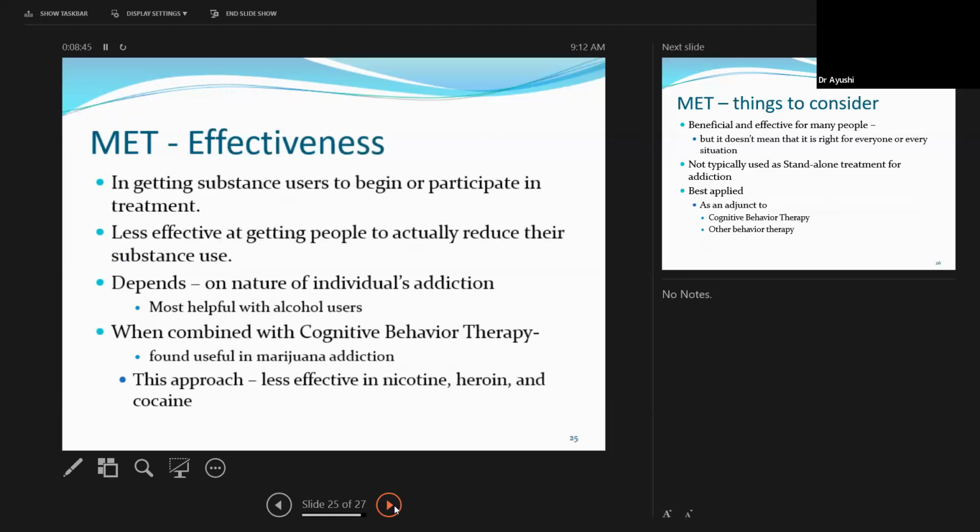MET is effective in getting substance users to begin or participate in treatment. It is less effective at getting people to actually reduce their substance abuse. It depends on the nature of the individual's addiction. It is most helpful in alcohol users. When combined with cognitive behavior therapy, it is found useful in marijuana addiction. This approach is less effective in nicotine, heroin, and cocaine.